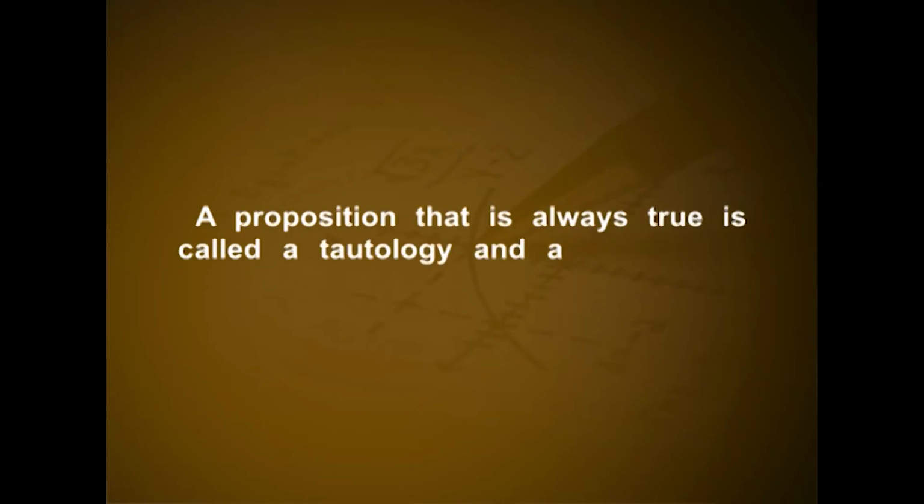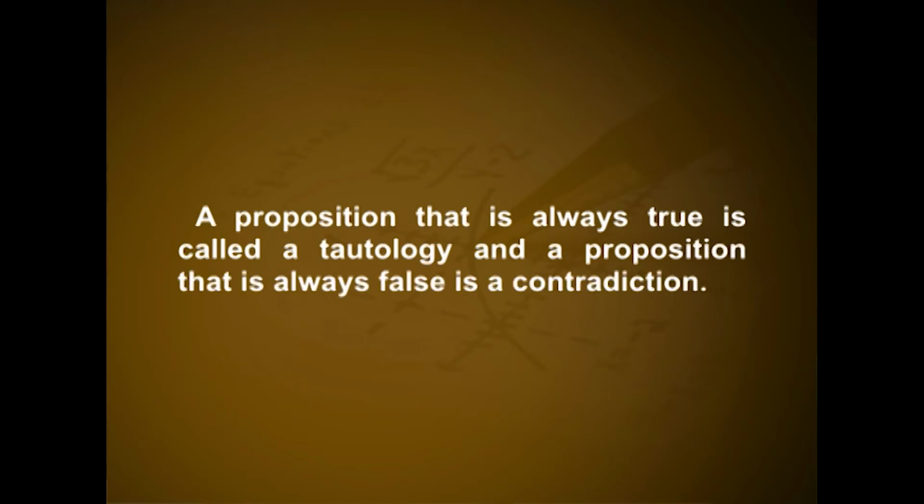The last three are not propositions since one of them is an exclamation, the other is a question, and the truth value of the last may vary according to the person who evaluates it. A proposition that is always true is called a tautology, and a proposition that is always false is a contradiction.